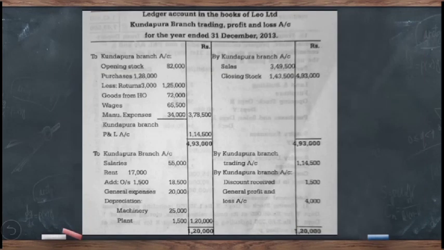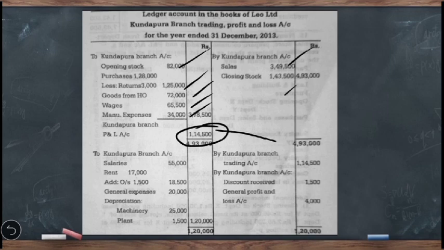Okay, on the debit side of the branch trading account, we have to Kundapur branch account. Under that, opening stock, purchases less returns, goods received from head office, wages and manufacturing expenses. Then to incorporate the credit item, we have written Kundapur branch account debit to Kundapur branch trading account. So under that, sales and closing stock. When you close the trading account, we get the gross profit of 1,14,500, which has been brought forward to the next section, that is 1,14,500.